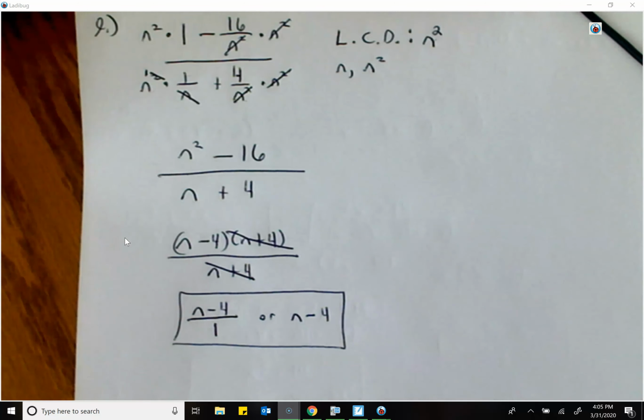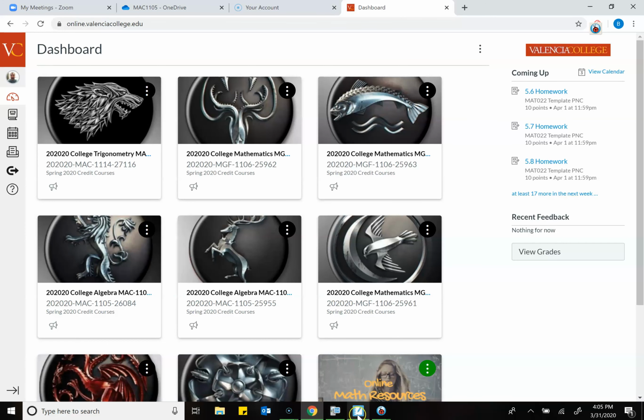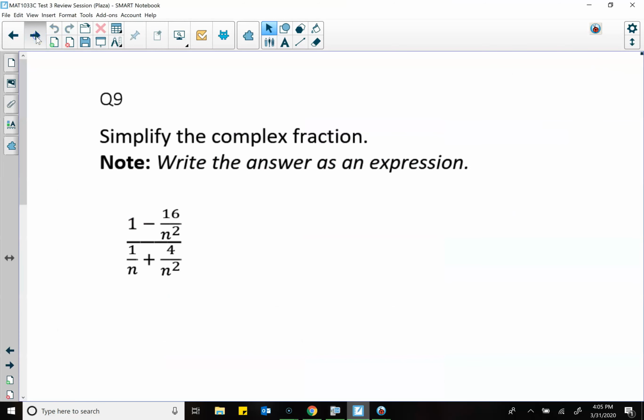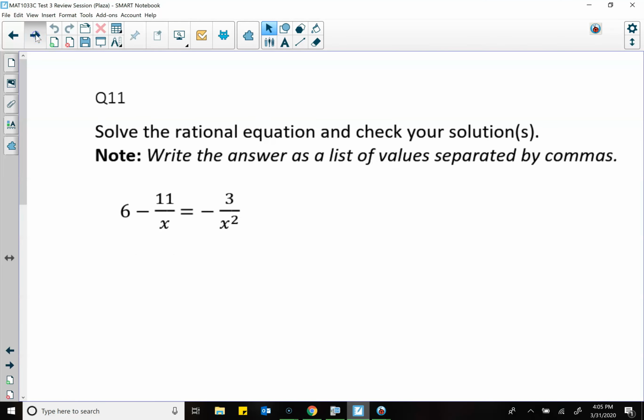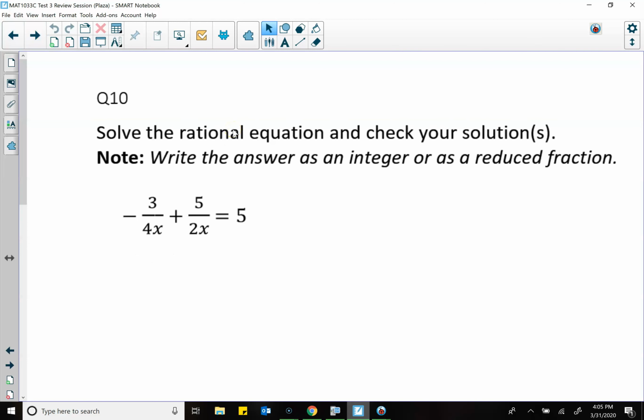Okay? So now let's jump into question number 10. Oops, wrong one. Question number 10. Too far. So question number 10 says solve the rational equation. This is coming from section 4.5. So we got this negative 3 over 4x. I'm just going to put that negative within the numerator, as you'll see here in a second. I'm just writing out the problem. Plus 5 over 2x equal to 5.